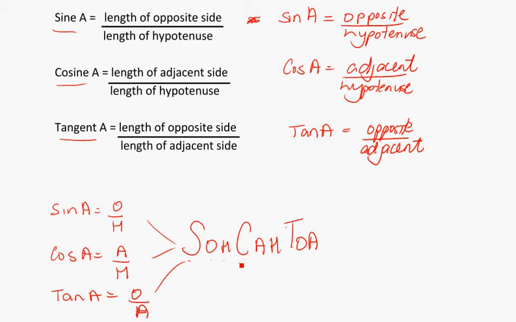And even better to remember is to put them into 3 triangles. We make 3 triangles, put a T in them and fill them in. SOH, CAH, TOA. And in the next bit I'll teach you how to use these triangles.